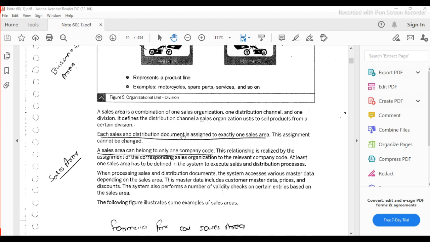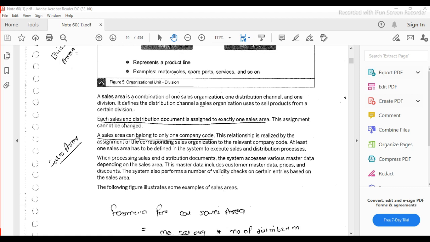Each sales and distribution document is assigned to exactly one sales area. We have various documents: a sales document, a delivery document, a billing document. The sales transaction we store in a particular sales document, so each document is assigned to a particular sales area. As I told you in the beginning of the video, when we create a sales order, we need to give our particular sales area. Without the sales area set up, we cannot even run the sales transaction. That's why it is important to set up the enterprise structure.